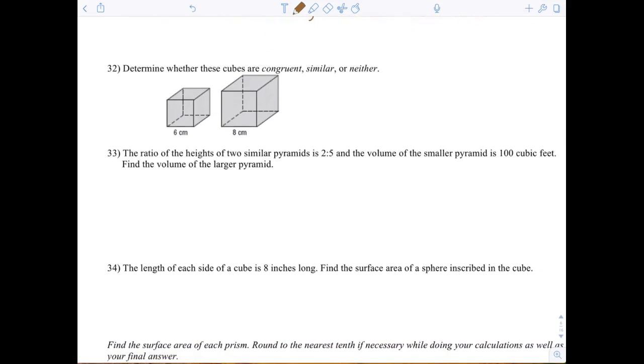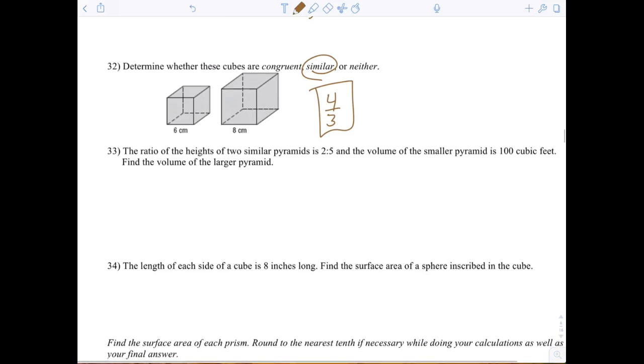Okay, so let's go 32. Determine whether these are definitely not congruent. So they must be what? Similar. All right, and the ratios would be 4:3. I think it's easier to do 4:3.